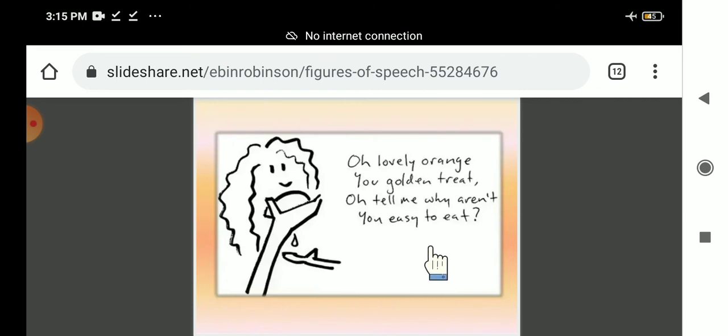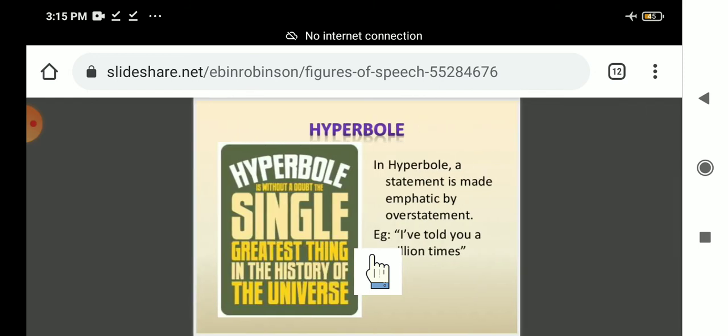See the example for apostrophe. Oh lovely orange, you golden treat. Oh tell me why aren't you easy to eat? See how many apostrophe marks and quotation marks are used here. O after an exclamatory mark, and here aren't, then a question mark. These can be added into apostrophe, and sentences of this kind are taken into the apostrophe figure of speech. Okay, then comes the hyperbole.